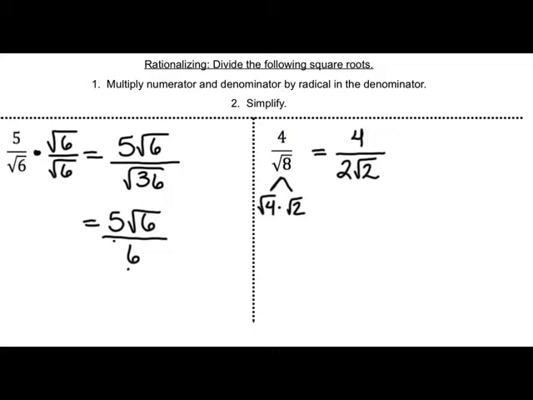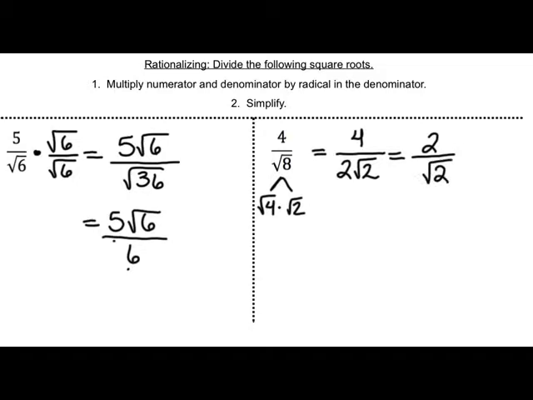Now my whole number on top is 4. My whole number on the bottom is 2. If they weren't reducible, we could just leave it and multiply by the square root of 2. But since they are, I'm going to go ahead and reduce that. That becomes 2 over the square root of 2.